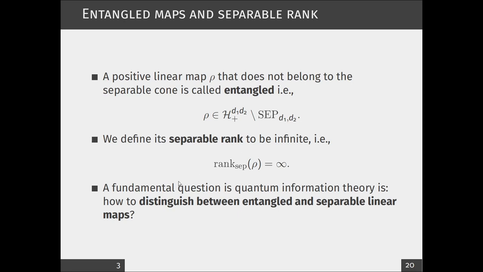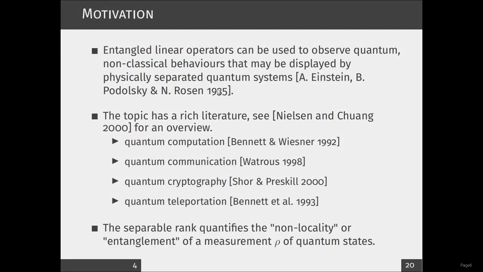Right, now why do we care? Because there's a fundamental question in quantum information theory, which is how do we distinguish between entangled and separable linear maps? All right, so how long has this question been fundamental? Well, it started in like 1935 by Einstein, Podolsky, and Rosen, where they started observing these strange behaviors in quantum systems. In particular, physically separated systems could somehow interact with each other, which they later termed entanglement.